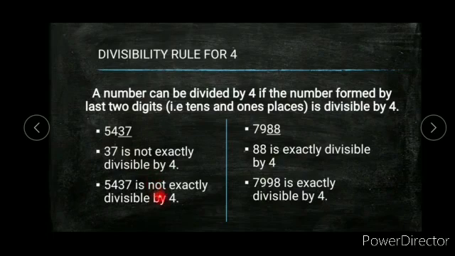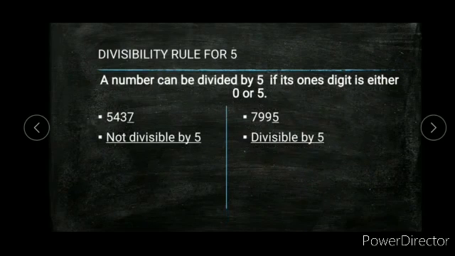37 at the tens and unit place is not divisible by 4. So the number 5437 is not divisible by 4, whereas the number 7988, having 88 as tens and unit place, 88 is divisible by 4. So the number 7988 is divisible by 4. In the divisibility rule for 5, you can see the unit place is having either 5 or 0. In 5437 there is no 0 or 5, so it is not divisible by 5.